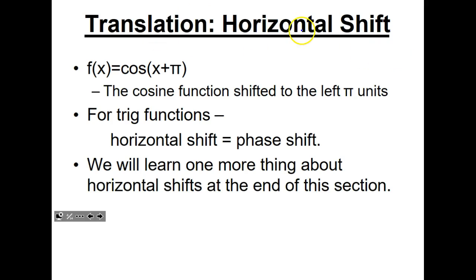A horizontal shift is whenever we have a number inside of the parentheses. So the horizontal shift, like in this case, if you had cosine of x plus pi, that's cosine shifted to the left pi units. For trig functions, you may want to underline this right here. We call the horizontal shift the phase shift.